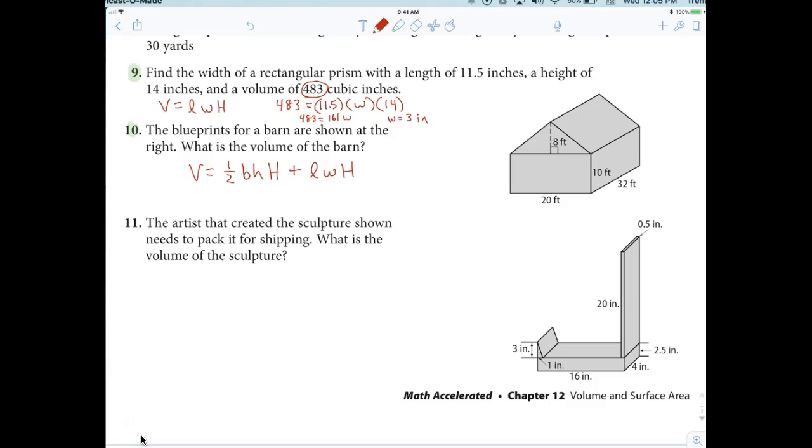So, I need some help. Julian, what's the dimensions for the triangular prism? What's the base of the triangle? 20. What's the height of the triangle? 8. And what's the height of the triangular prism? 10. No. 32. Does everybody understand why it's not 8 but 32? I'm drawing. This right here is the height of the prism. That doesn't look like the height because it's not on its base. Everybody with me? Everybody see that?